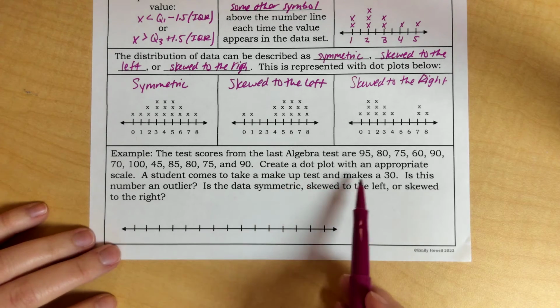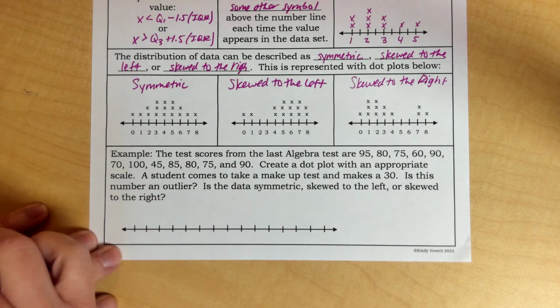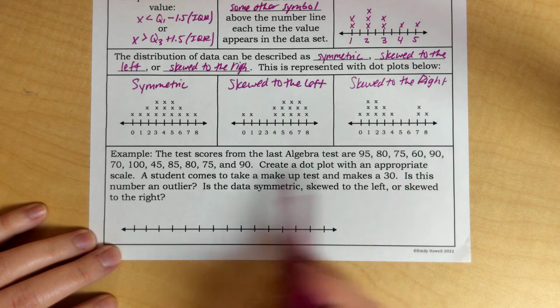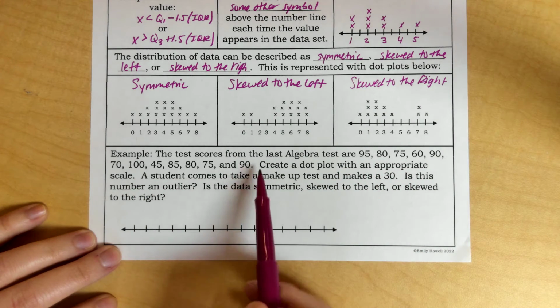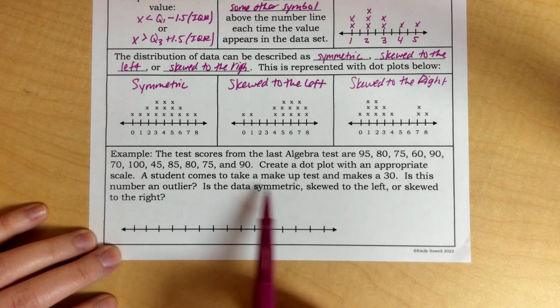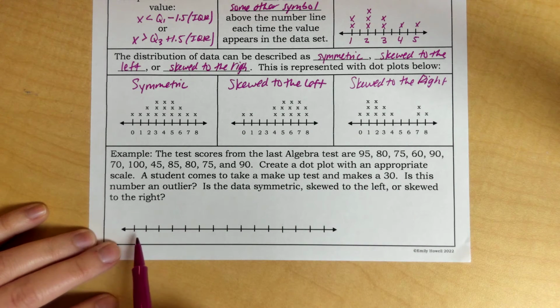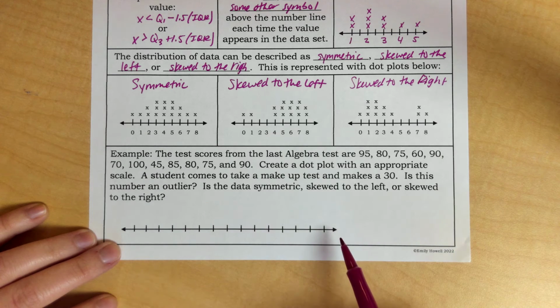We're asked to create a dot plot with an appropriate scale. So let's start with that. My values here are from about a 45 to a 90. If I keep reading the question, there's also a student who's going to take a makeup test, and that's going to be a 30. So I'm going to need at least values starting at 30 and going up to 100.